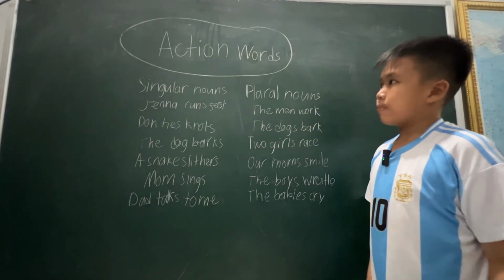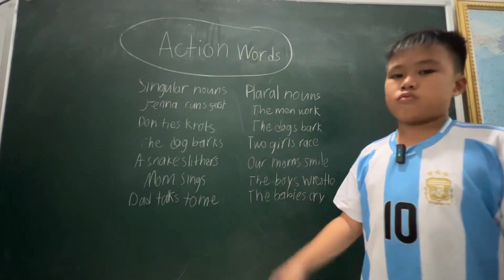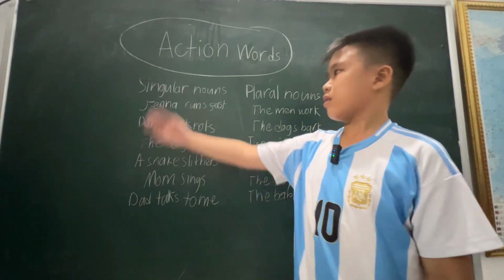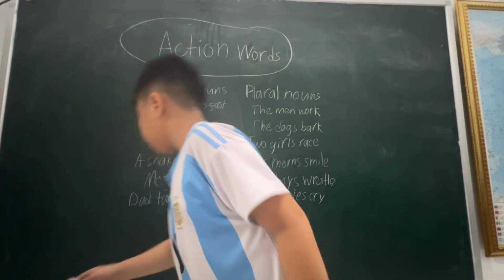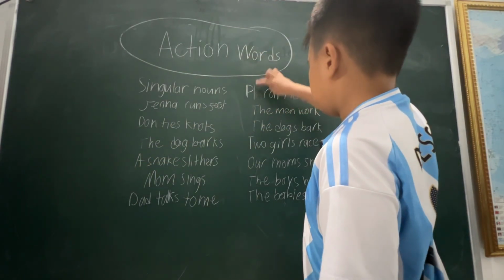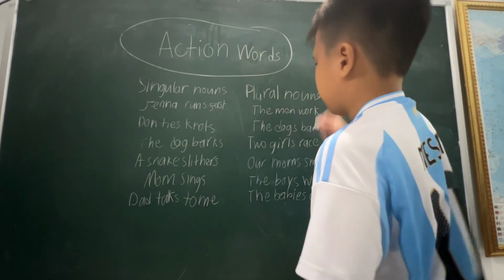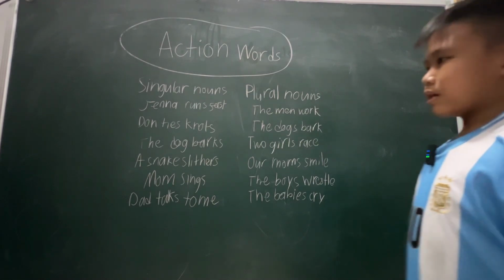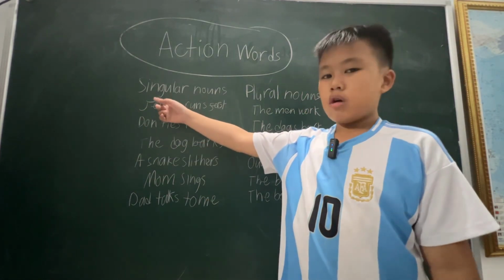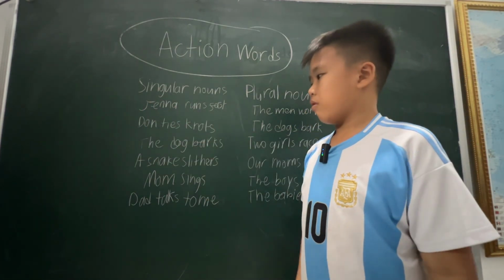Well, we're going to talk about two types of action words. First is singular and plural. Oops, I wrote this wrong. Okay, now it's correct. I accidentally wrote it wrong. Okay, so now let's talk about the singular nouns first.